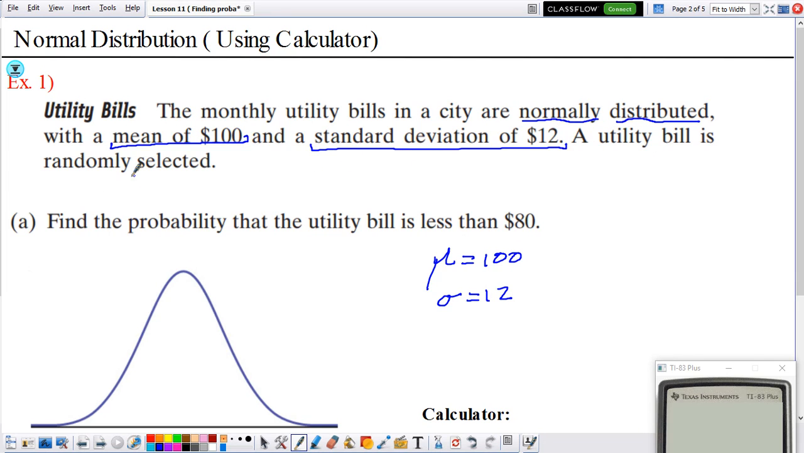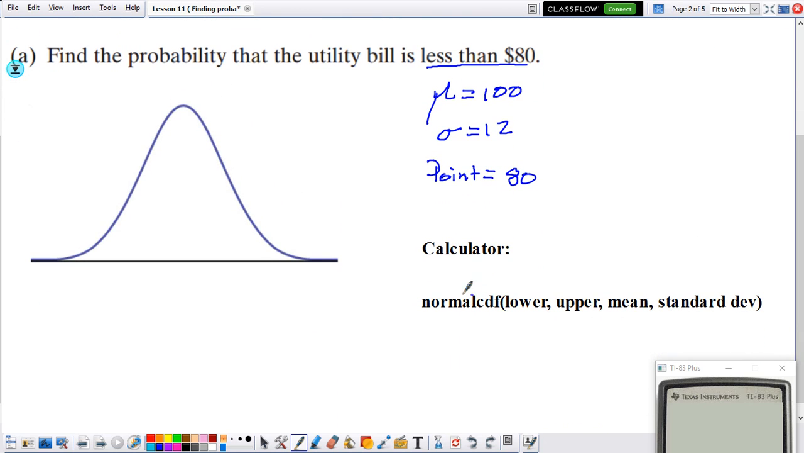And it says a utility bill is randomly selected. Excellent. Now, we want to find the probability that the utility bill is less than 80. So here, let's not call it value, let's call it the point of interest. The point that we're interested in is 80. And again, as long as you have those three values, you can use your calculator to find the normal distribution. Now let's see what we're going to be putting on our calculator when we want to find our normal distribution.